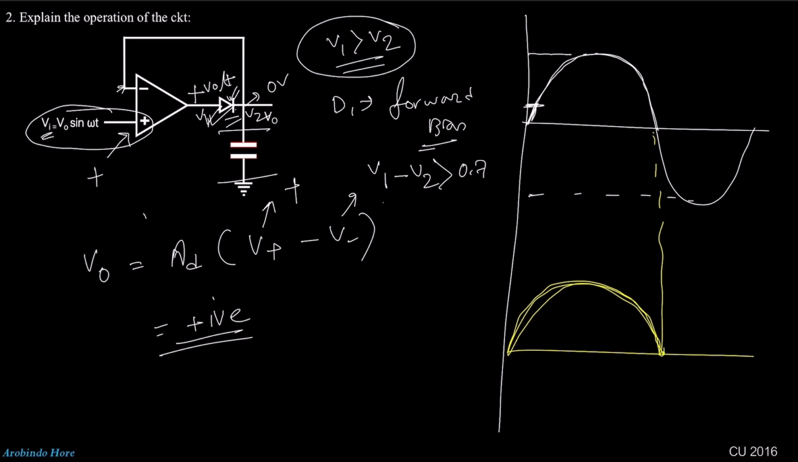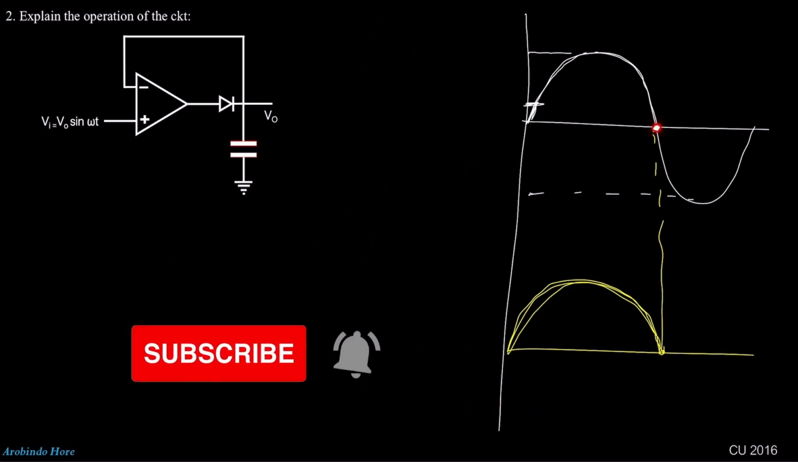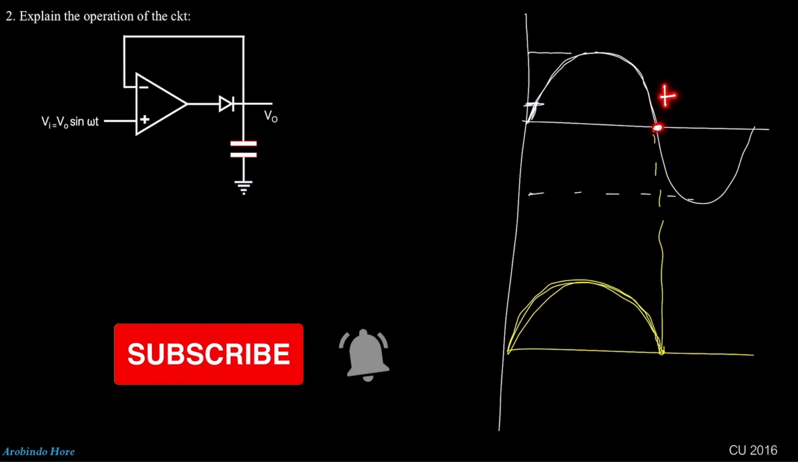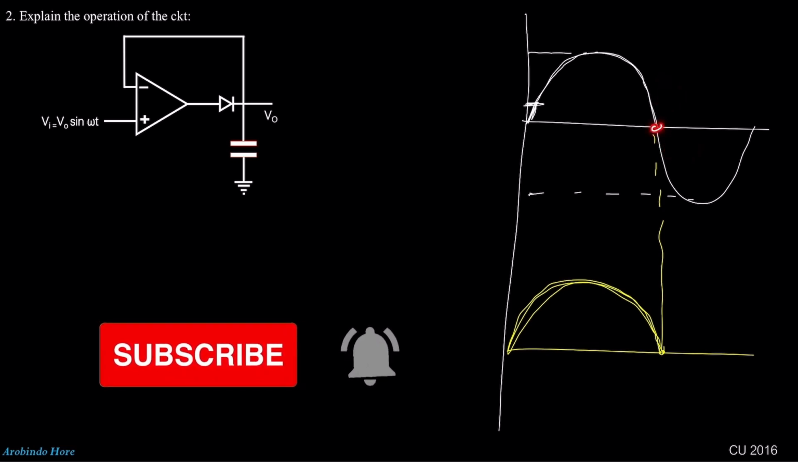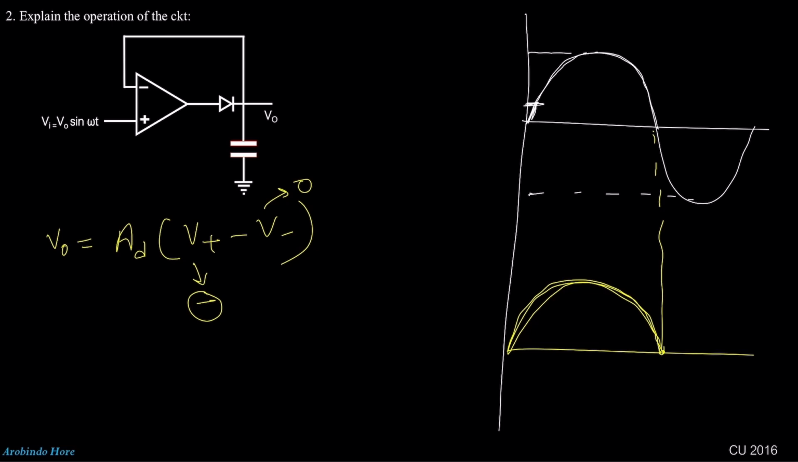Now go to the negative half cycle. For the negative half cycle, the input switches from positive to negative. That means the value of Vi at this instant will be negative. Here the formula will be V0 equals AD times V plus minus V minus. Here V minus is 0 as I didn't give any input, and V plus is negative. So eventually we will get a negative voltage.